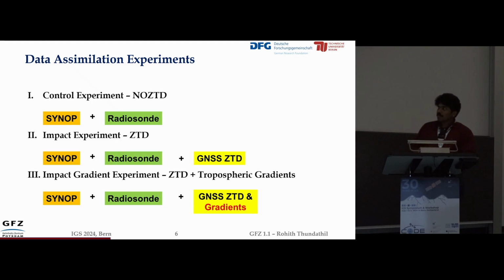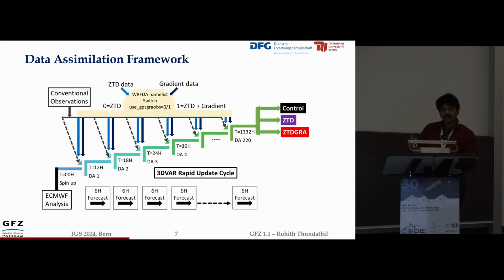We have three primary experiments which focus on the data assimilation of Zenith Total Delays and the gradients. The first base experiment we call the control experiment, which incorporates the assimilation of synop stations and the radiosonde stations. The next is the impact experiment, which includes only the Zenith Total Delays on top of the control experiment. And the third experiment is the impact gradient experiment, which is also called ZTD graph, which incorporates the Zenith Total Delays and also the gradients. These are the primary experiments which we focused on.